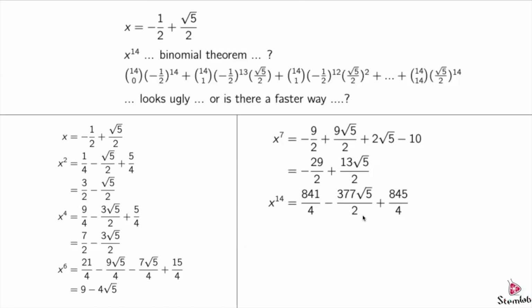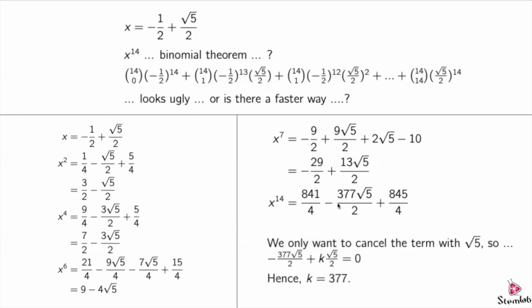In reality, we only needed to solve for the irrational part of x to the 14. So now, if x to the 14 plus kx is rational, that means that the irrational portion of kx has to cancel -377 root 5 over 2. Okay, the irrational portion of x is root 5 over 2. So that means that k times root 5 over 2, when added to -377 root 5 over 2, has to equal 0. That means that k has to be 377.